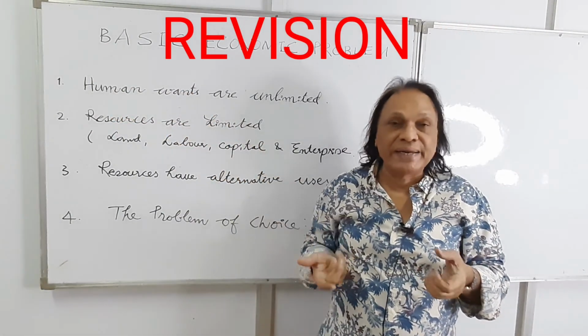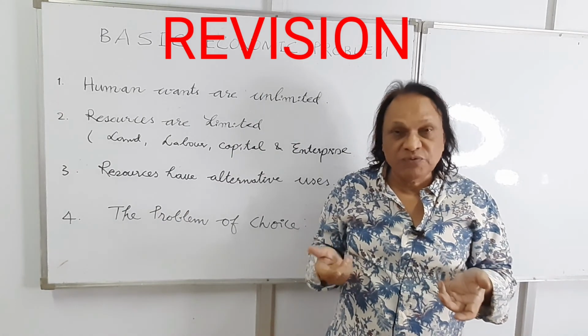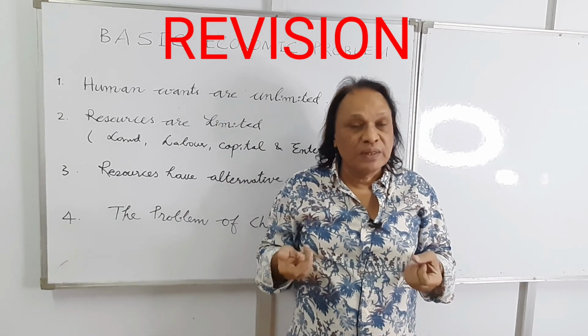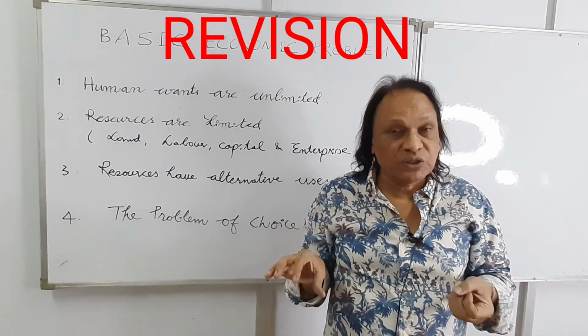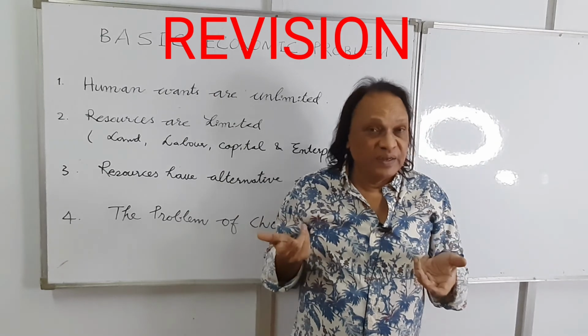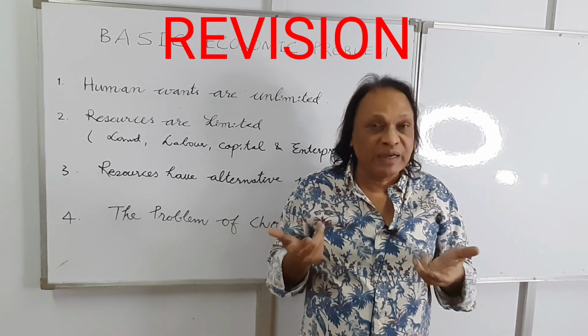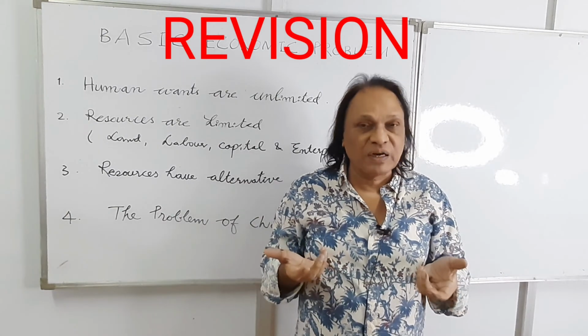Human wants are unlimited. There is no end to human wants. As soon as one want is fulfilled, another want crops up. That's why it's rightly said, wants are insatiable. They never come to an end. Maybe the wants come to an end only when you die. Till that time, people keep on asking for something or the other.